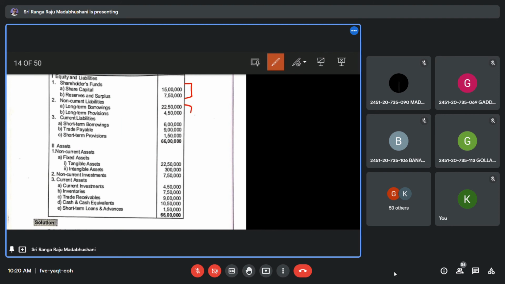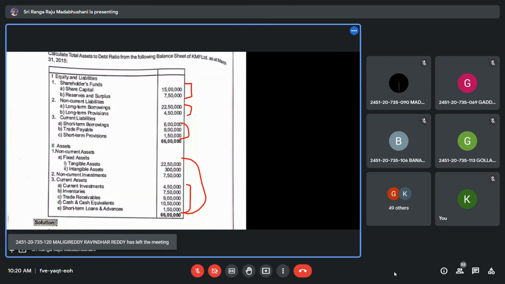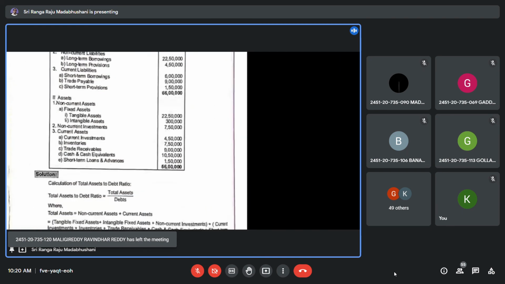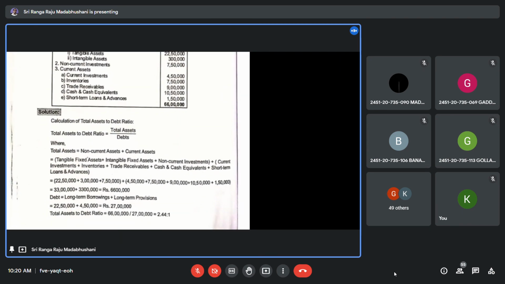Non-current liability. Then this is current liability. In case of current ratio, you will take current liability. Here also, these are all current assets, you will take this one. Then this is fixed assets. Now the total assets, you will take total assets: 66 lakhs.